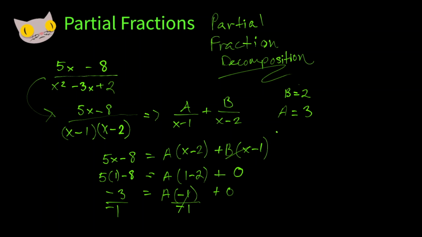So we have our answer. Let's substitute our values here. And we get 3 over x minus 1 plus B, which is 2 over x minus 2. Is that what we had before? I don't remember. I'm pretty sure it is. I'll look back. But we reversed the process, and we have our answer. So there you go. We reversed the process using partial fraction decomposition.